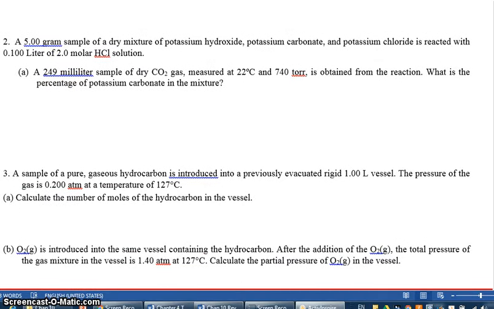We have a 5-gram sample of a dry mixture of potassium hydroxide, potassium carbonate, potassium chloride. These, by the way, are KOH, potassium hydroxide, K2CO3, and then KCl. It's reacted with 0.1 liter of 2 molar HCl, the acid.